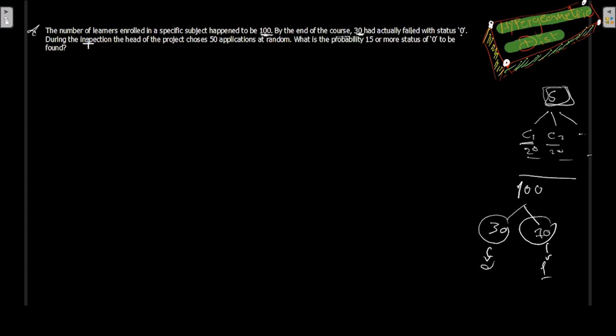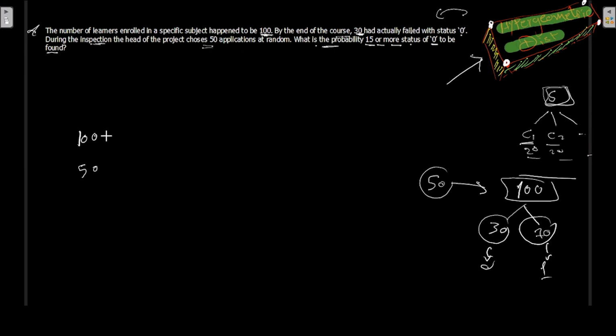Now, during the inspection by the management, the head of the project completely at random chose 50 applications. What is the probability that 15 or more status of 0 will be found? If you remember the hypergeometric distribution, the idea is applicable here. We have 100 applications, right? 50 are chosen. This is the entire sample space, and we're going to 50.